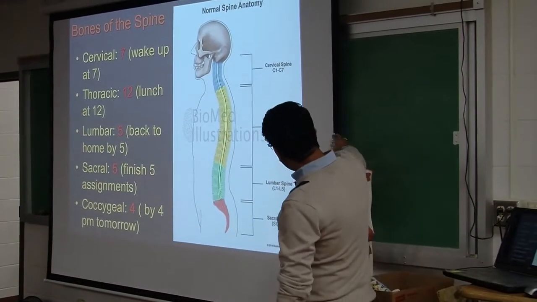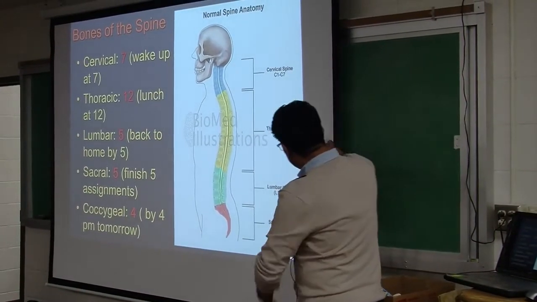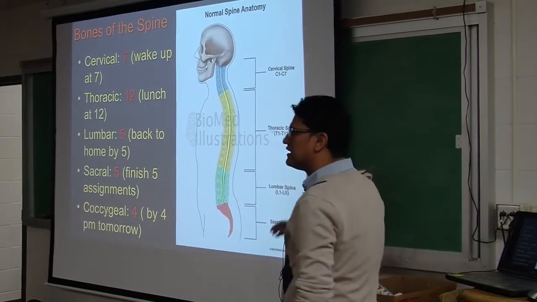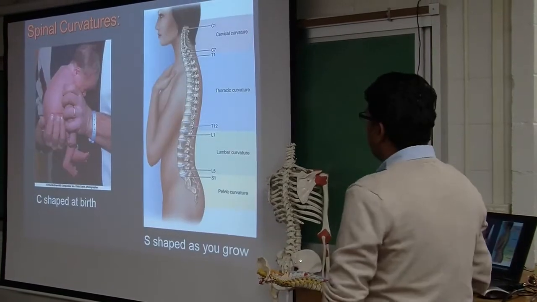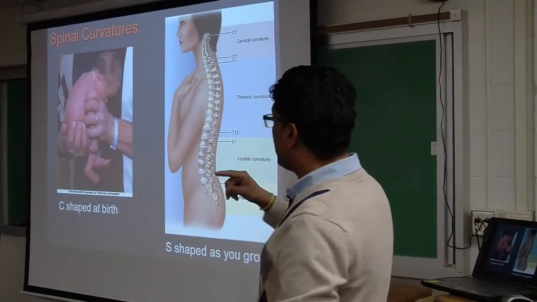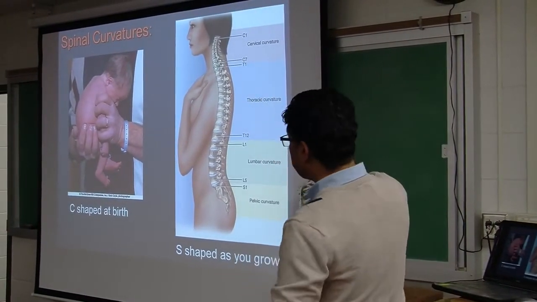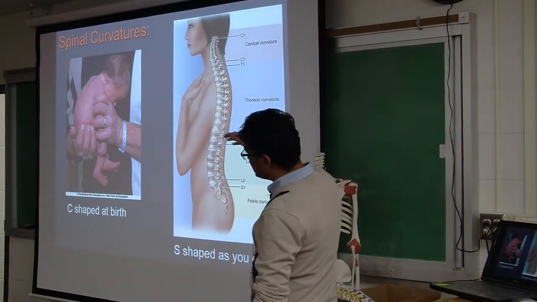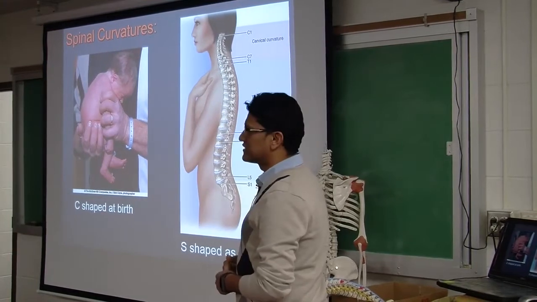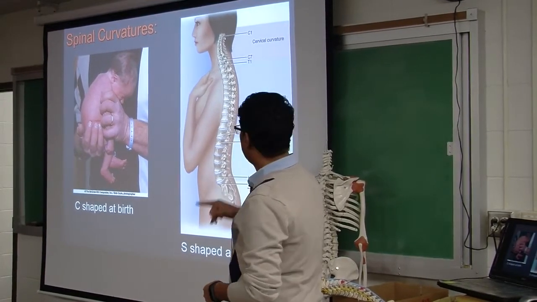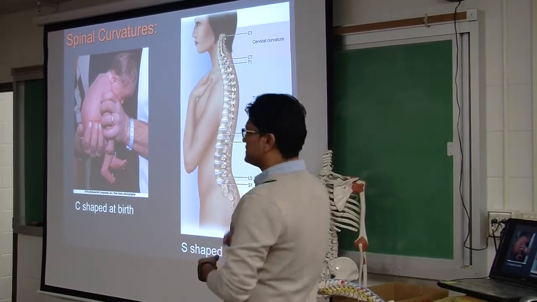So by now you know where your cervical vertebrae are, where your thoracic, where your lumbar, right, and where your coccygeal are. The spine is very interesting. In the case of a child at birth, you can see a C-shaped spinal curvature. But as you grow, the spine becomes S-shaped.